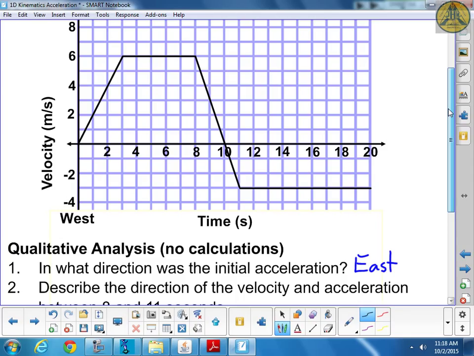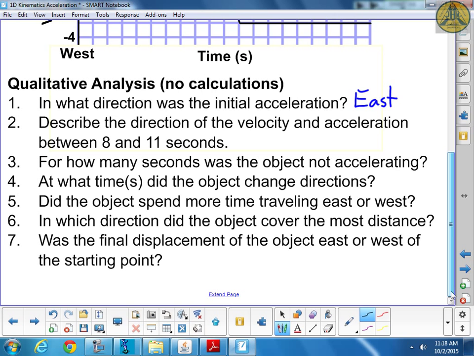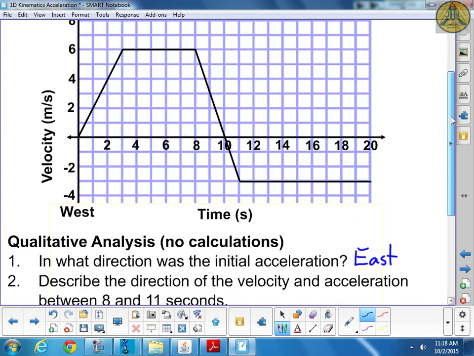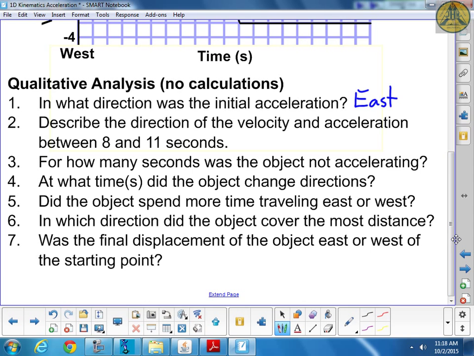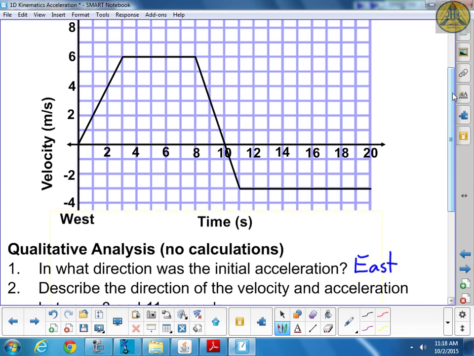Where you can make a little mistake is if you are looking at the graph and that final point right there is negative. But that's the velocity, that's the direction, that's not where it is. So yeah, the direction of the object was west, but from its starting point, it is eastward, though traveling west. So just pay careful attention to what the graph is communicating and where the values are.